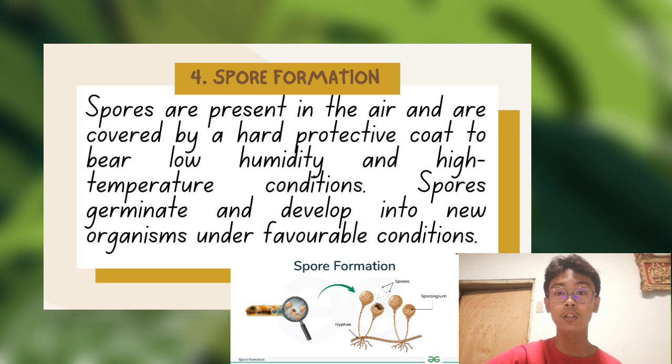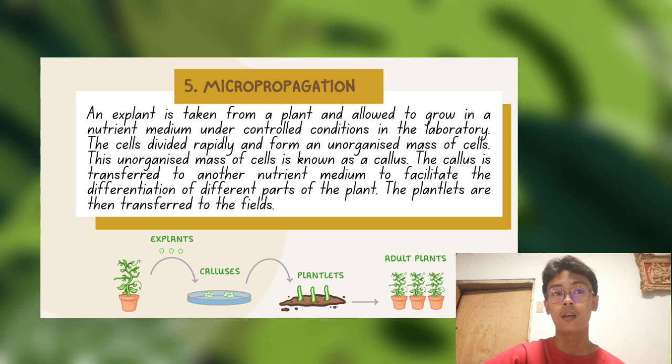And lastly, micropropagation. Explant collection: a small plant part is taken and sterilized. Callus formation: placed in a nutrient medium, the cells divide to form a callus. Differentiation: the callus is transferred to another medium for shoot and root formation. Plantlet development: complete plantlets form. Field transfer: plantlets are acclimatized and moved to the fields.